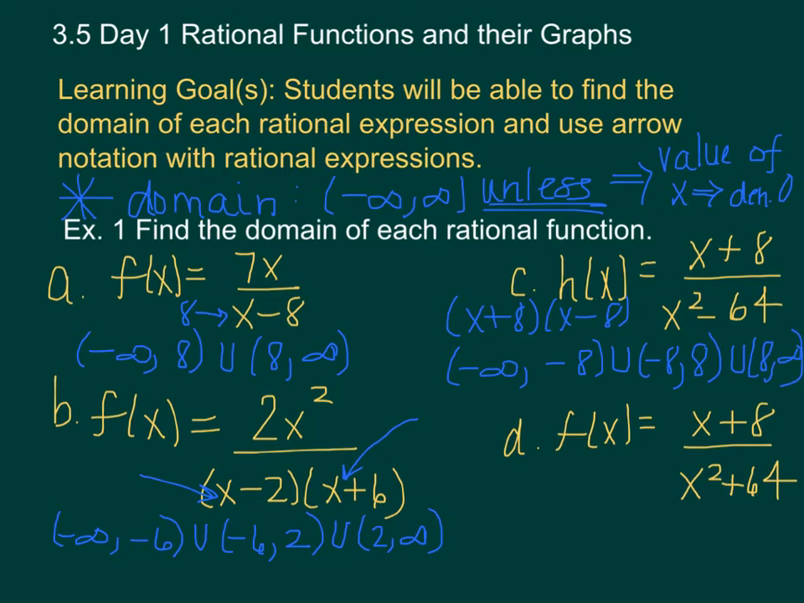And then last, D. Now, D can't be factored. You can set it equal to 0. And what you're going to notice is x squared equals negative 64. If you try to square root it, you're going to get a non-real number. What that means is there is no value of x that will make your denominator 0, which means every value of x is safe. So you can use all real numbers, which will be the entire number line.